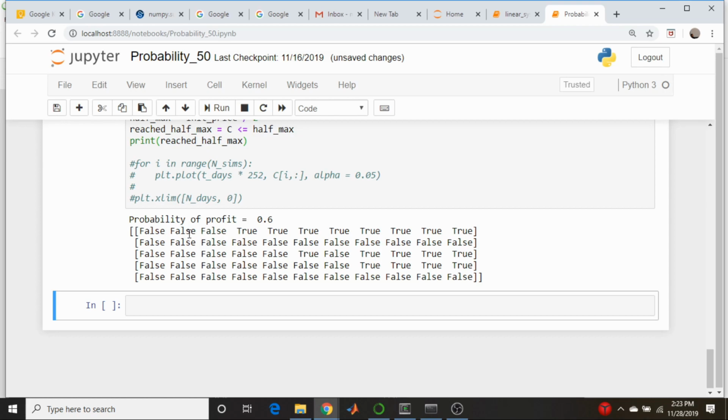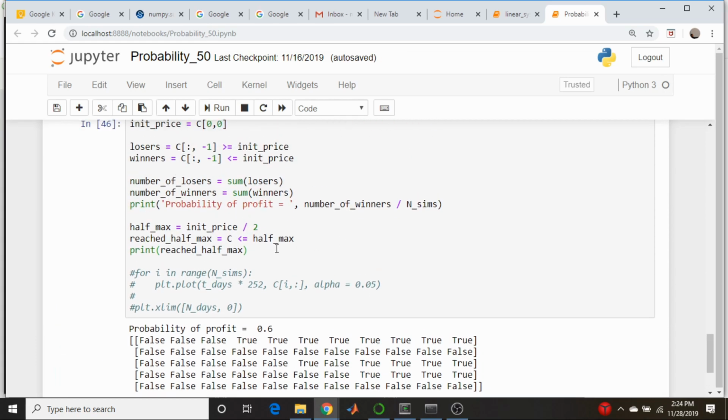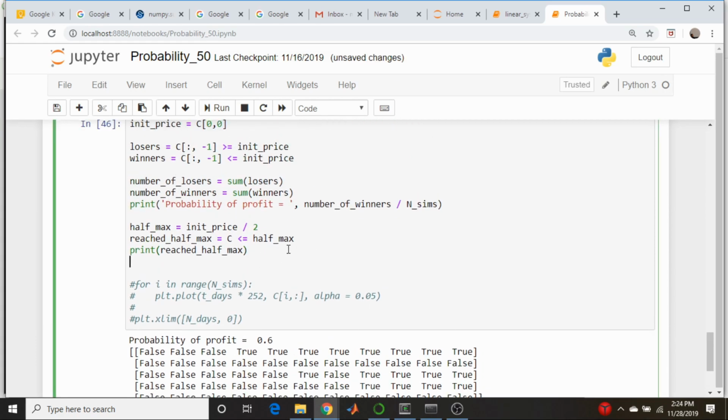And we need to see if at any point during each of these rows this is true. So we do that. There are a couple ways to do that. The way I'm going to do that is by summing over this matrix in a column-wise manner. So I'm going to just use the same variable name, reached half max, and that's going to be equal to np.sum of reached half max. And we want to explicitly sum over the column, so I'm going to say axis is equal to 1. So that'll explicitly sum over the columns, and now let's print out that result.